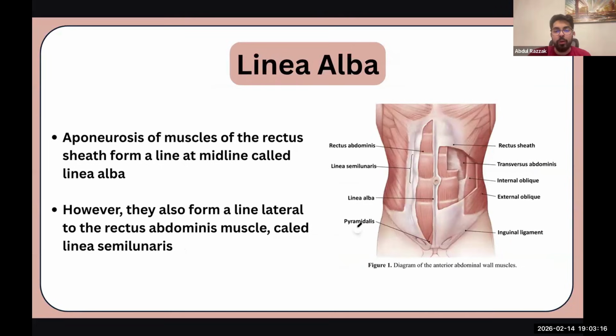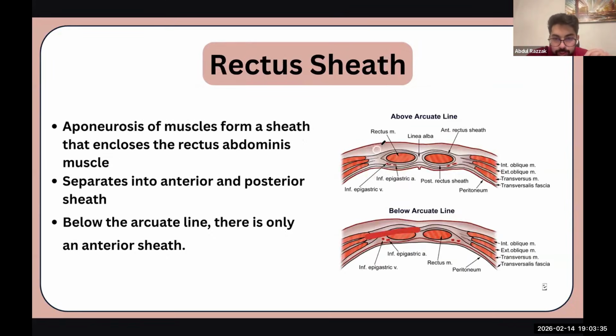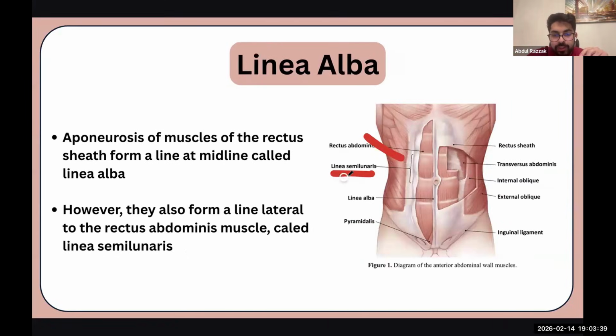Now the aponeurosis of those muscles kind of combine at some points, and they make vertical lines. These lines are very important anatomical landmarks for us. First, they are coming from the side, and they reach the lateral wall of the rectus abdominis muscle. They form a line here called the linea semilunaris, like here. Before reaching the rectus abdominis muscle, they form a line. This is called the linea semilunaris.